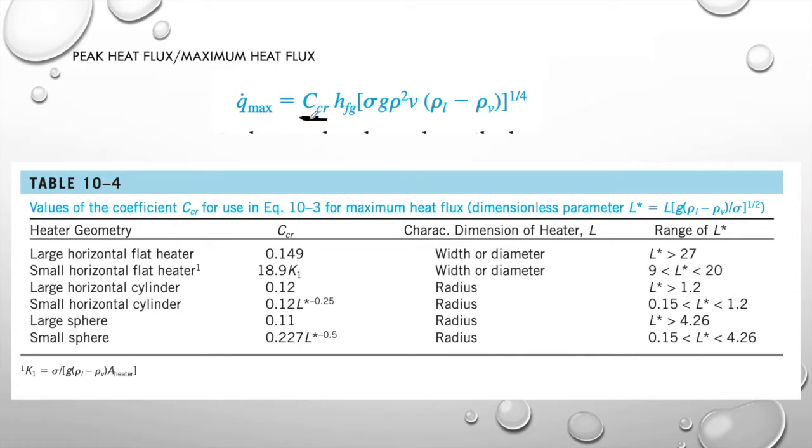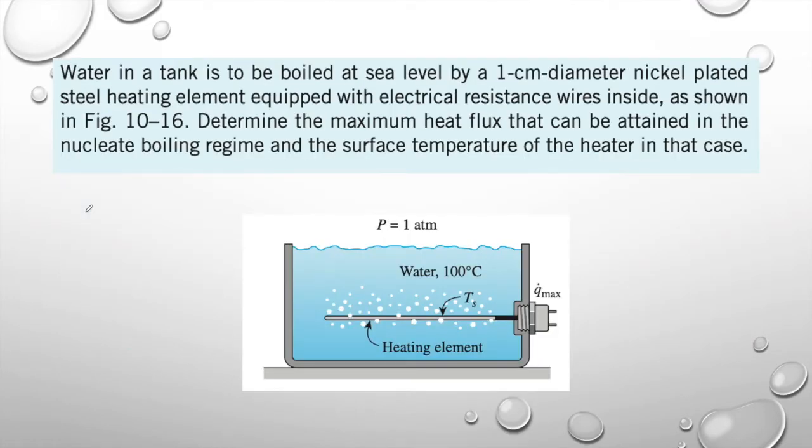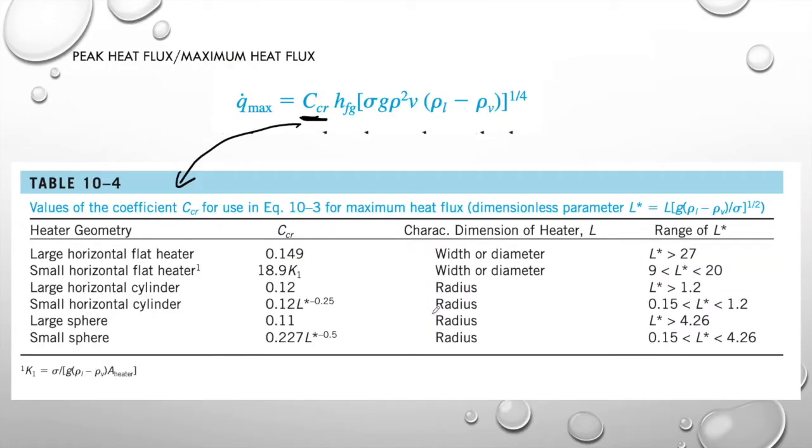As I mentioned before in the previous video, C_CR will be determined from table 10.4. So now what we have to do is determine the heater geometry. Take a look at this question. The heater geometry will be in what? In cylinder, because the electrical resistance here is a cylinder. Therefore, we are only referring to these two values. Okay, cylinder, and after this we will see whether it falls under a large or small horizontal cylinder. So that is the first one.